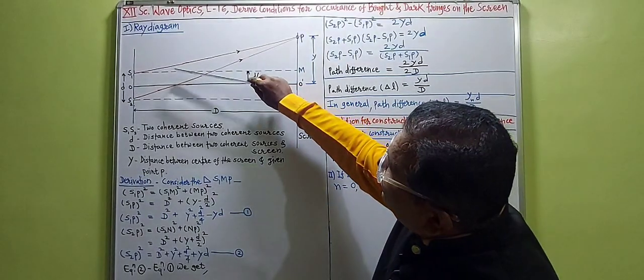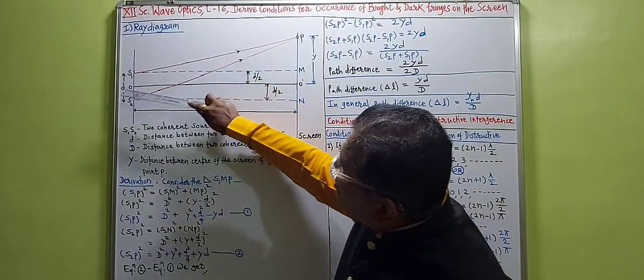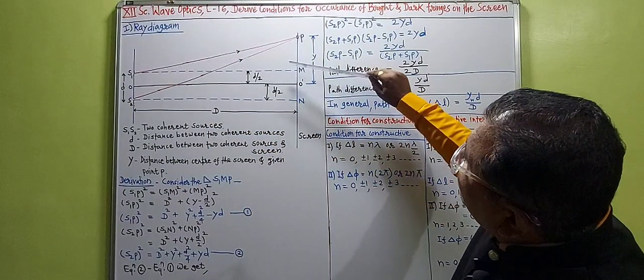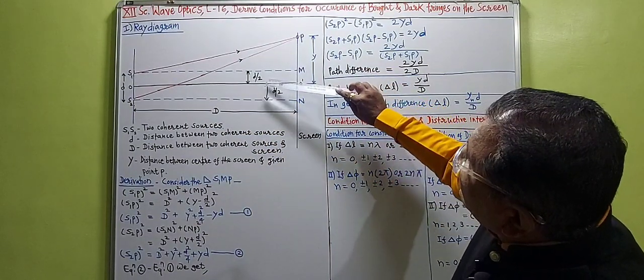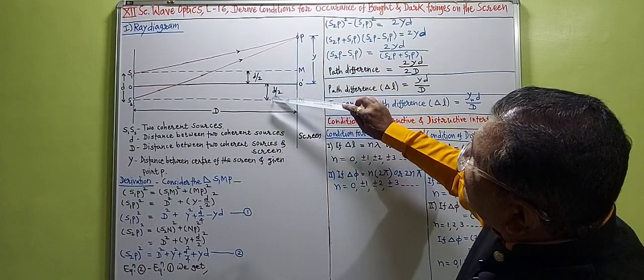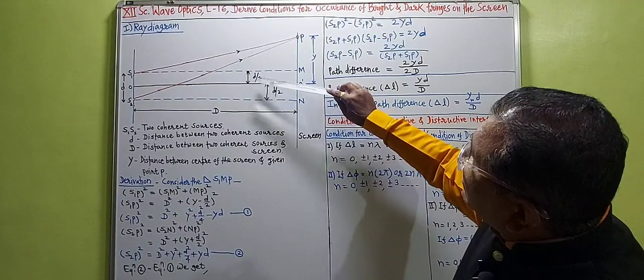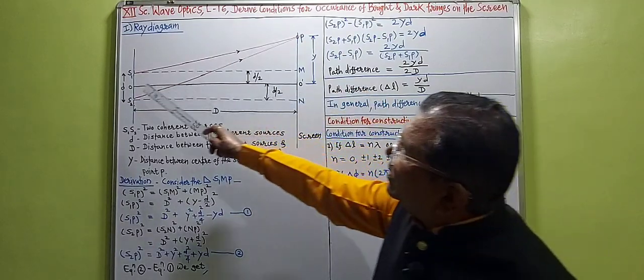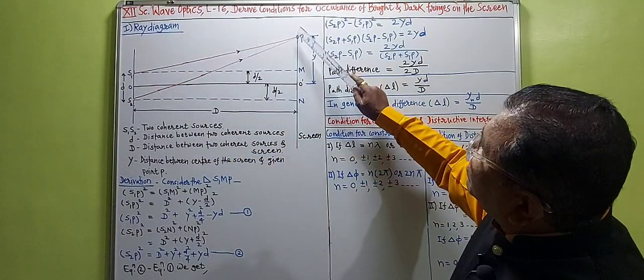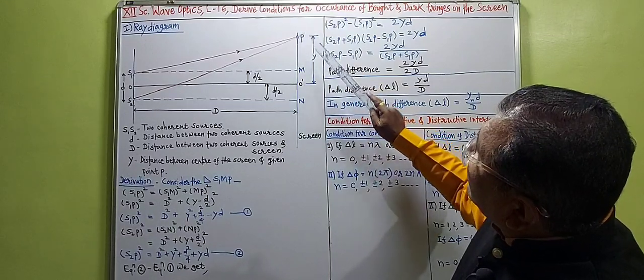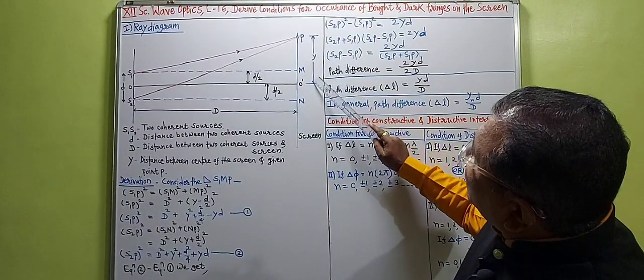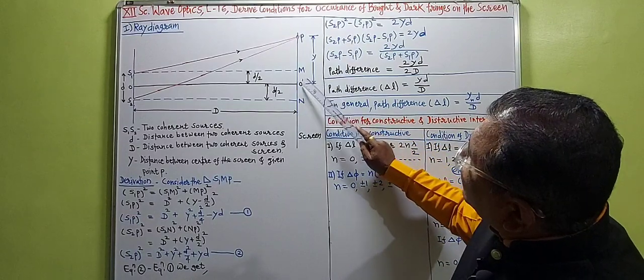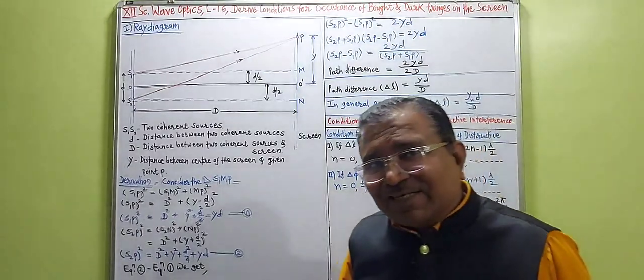If the distance between S1 and S2 is small d, therefore the distance M O dash is definitely d by 2, and this distance is also d by 2. D by 2 plus d by 2, we get small d. And I have taken point P, which is at a distance y from where? From the center of the screen.